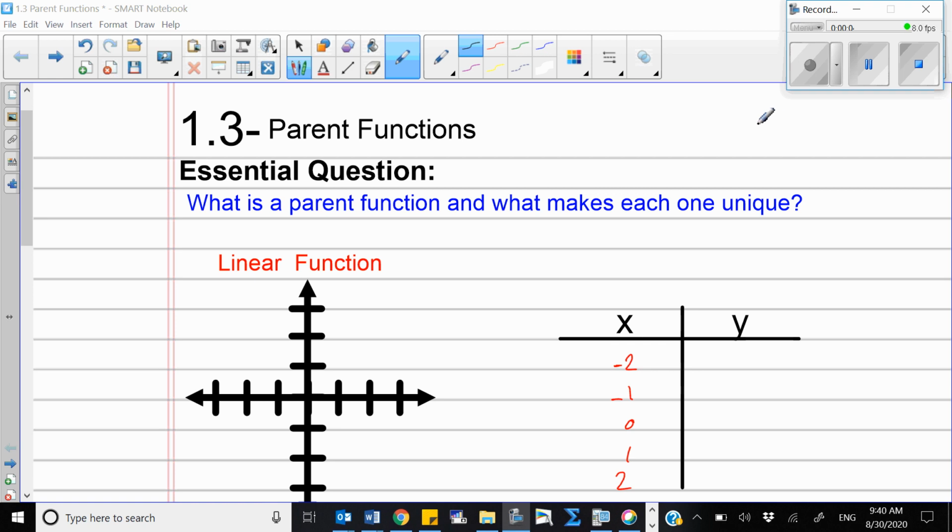Hi everyone, today I'm going to talk about parent functions. Our essential question is: what is a parent function and what makes each one unique? A parent function is basically the simplest form of a function.